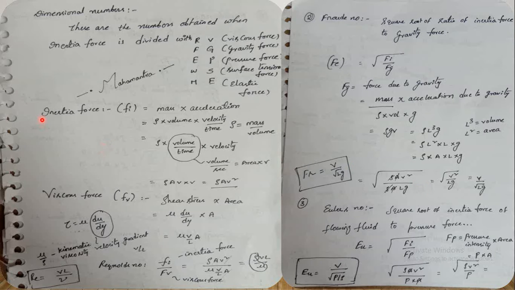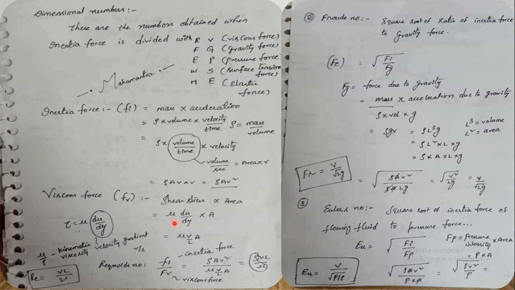Now, in the previous video, I didn't give any formulas or problems, so now I am giving the formulas for everything. For the Reynolds number, I already said it is the ratio of inertia force to the viscous force, and the inertia force is the product of mass into acceleration. Mass we can write as rho into volume, because density is mass by volume, and acceleration is velocity by time. Rho into volume by time into velocity, and volume by time we can write as area into velocity. So finally we get inertia force as rho A V square.